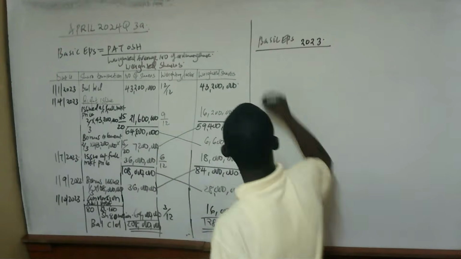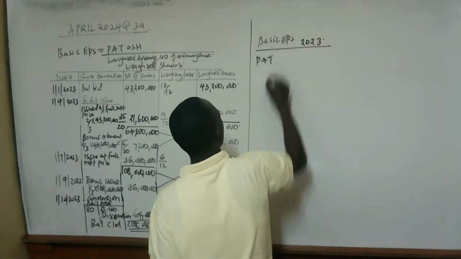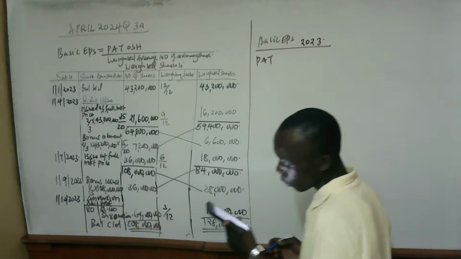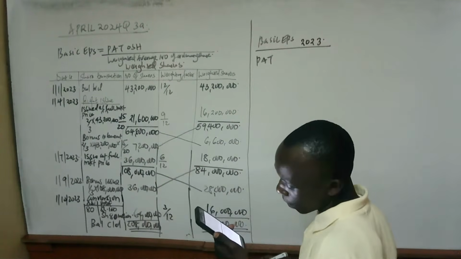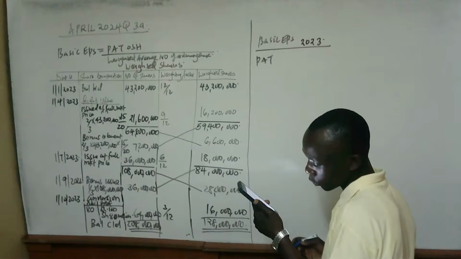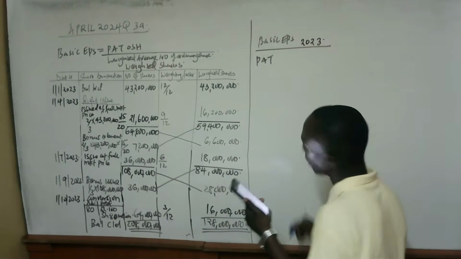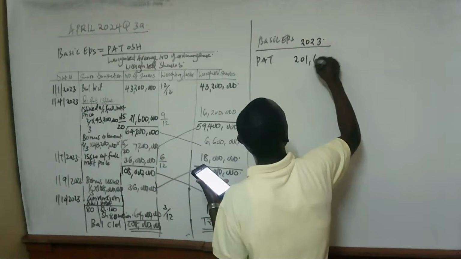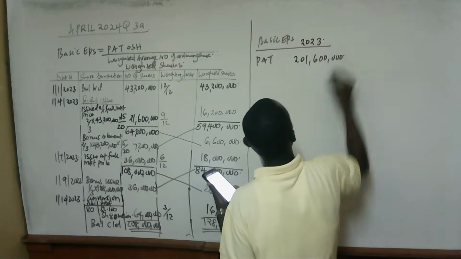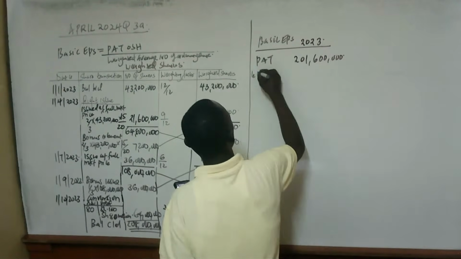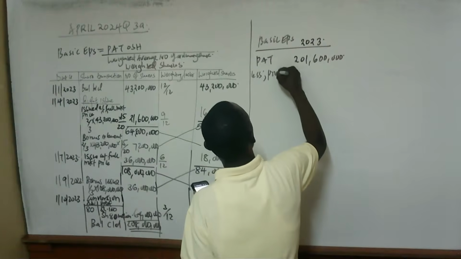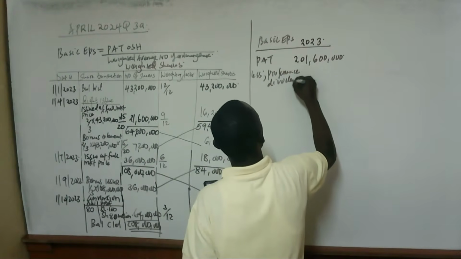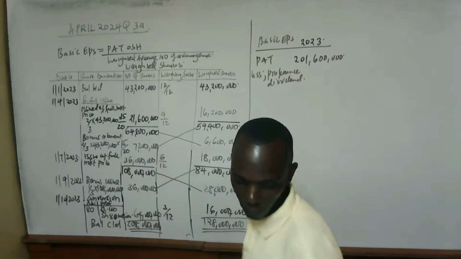We need the profit after tax. And the profit after tax from continuing operation, we were told, for this year 2023 amounted to 201,600,000. Then from there, we are going to raise the preference dividend. So let us compute the preference dividend.